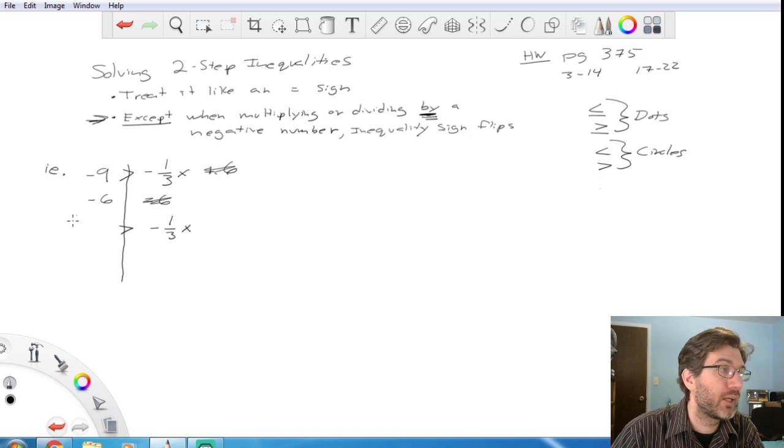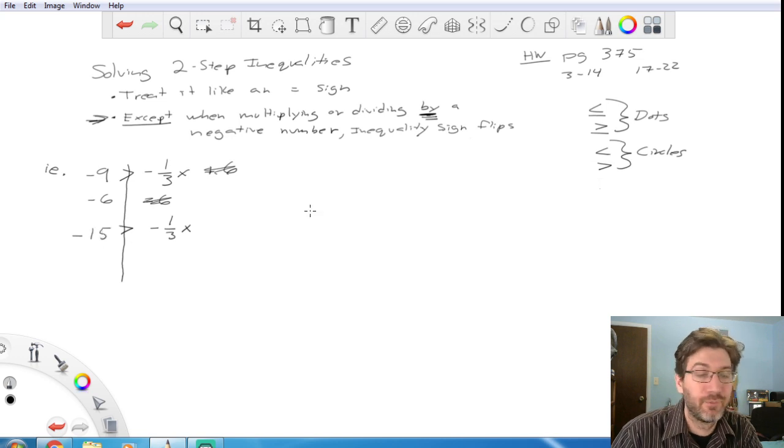Over here, negative 9 minus negative 6, watch your integer operations. Signs are the same here, so I'm going to add them and keep the sign. That's going to give me a negative 15. Okay. Next, I need to get x by itself. In order to do that, I need to divide this side by a negative 1/3. And I'm going to do the same over here, negative 1/3.